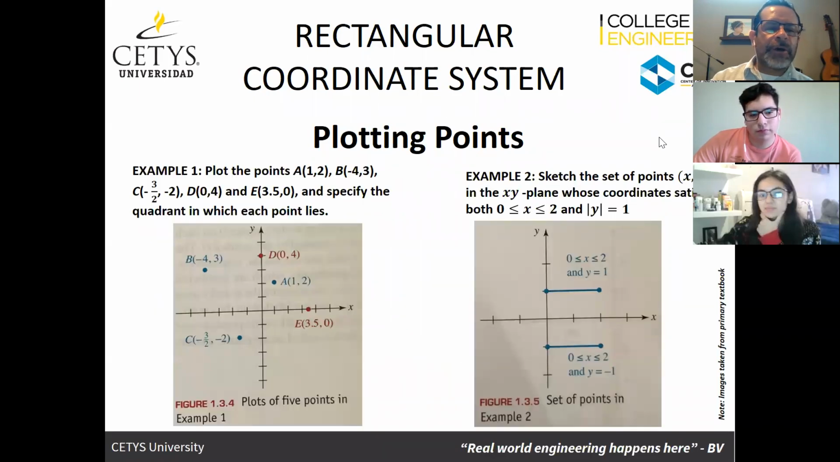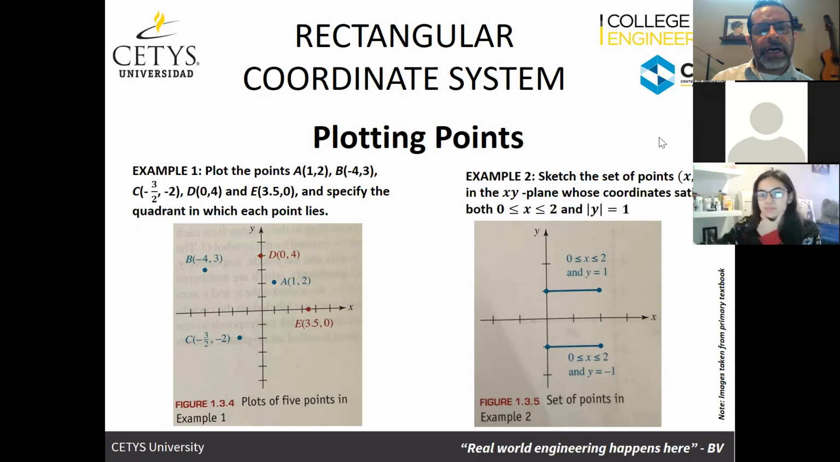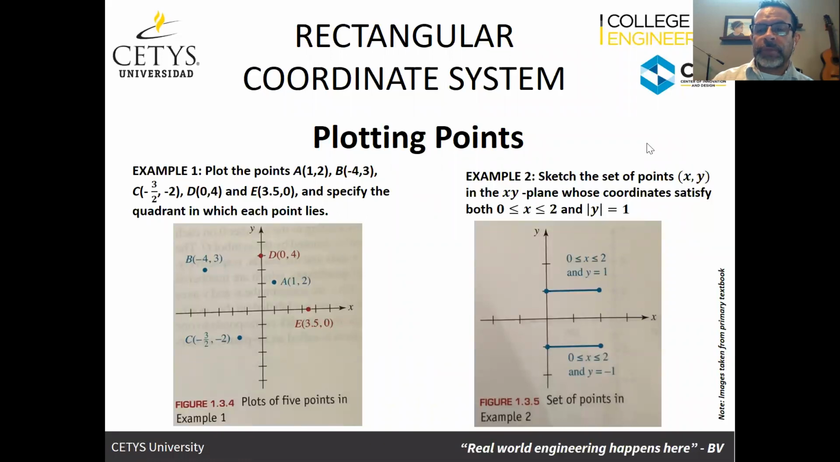Let's go see what we have there. Thank you, Jose. Notice that we've got the 5 points located here. There's a thing about D and E. These are actually located between 2 quadrants. D is located right on the y-axis, so it's actually between quadrants 1 and 2, and E is located on the x-axis, which is actually between quadrants 1 and 4.